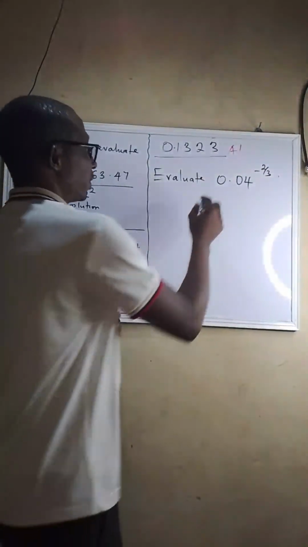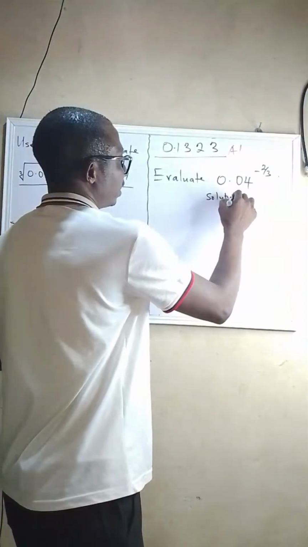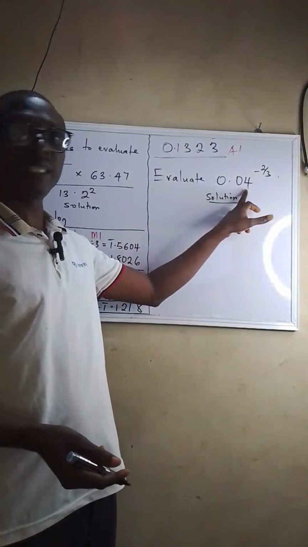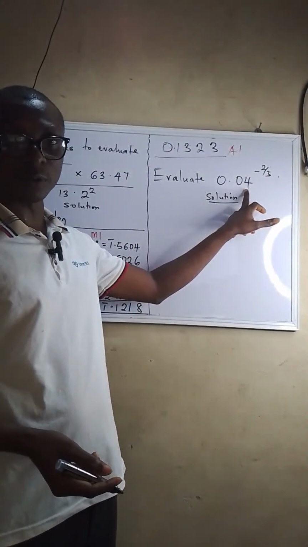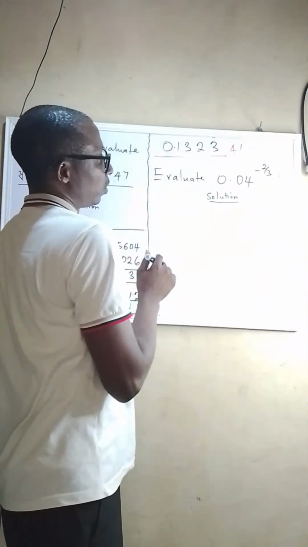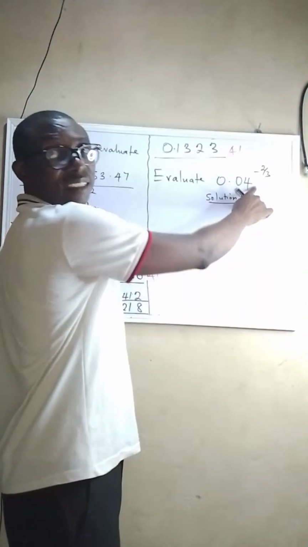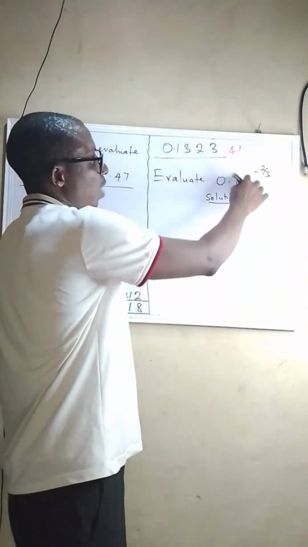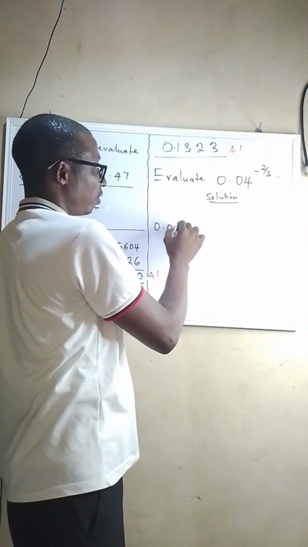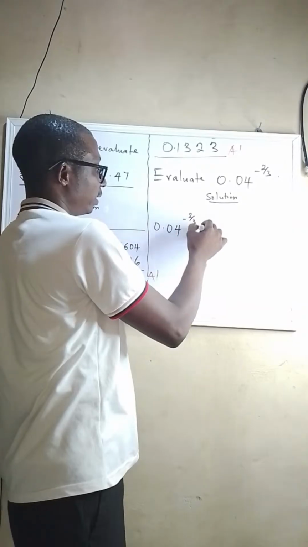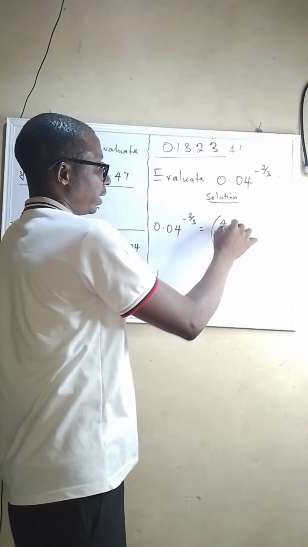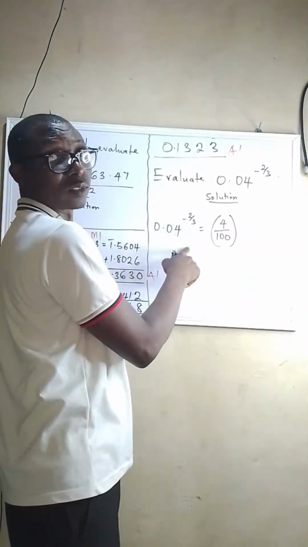Now, whenever I have this type of question, the first thing that comes to mind is I should change this decimal number to a fraction. So what will this give me? I will move the point to the back of the last digit. I'm moving it 2 times, 1, 2. So that means 0.04 raised to the power of -2/3 is the same thing as 4/100, because I've moved the point 2 times.